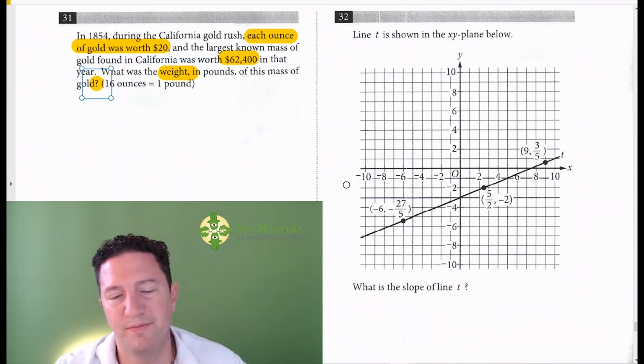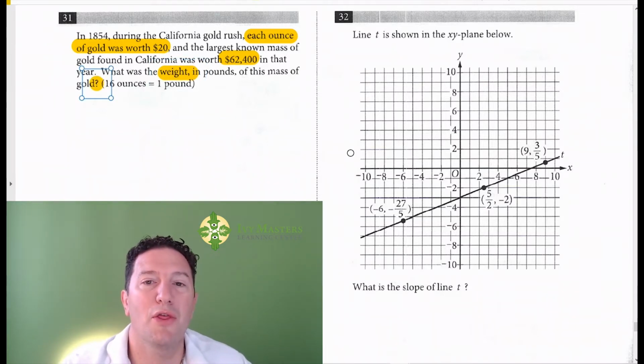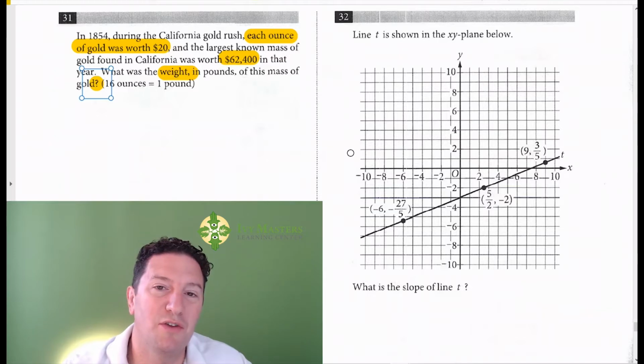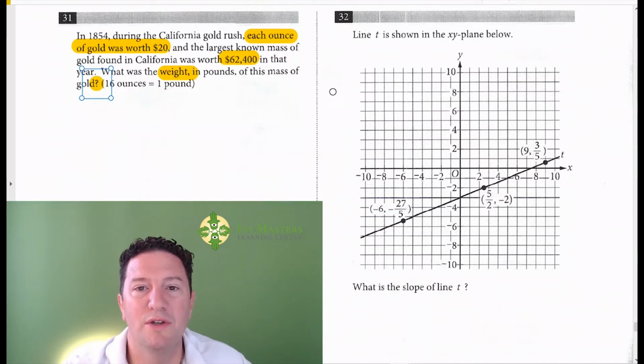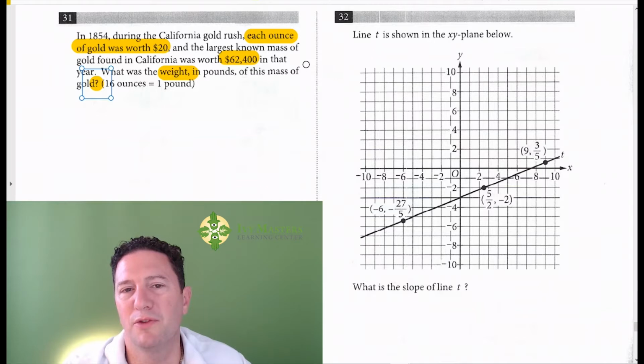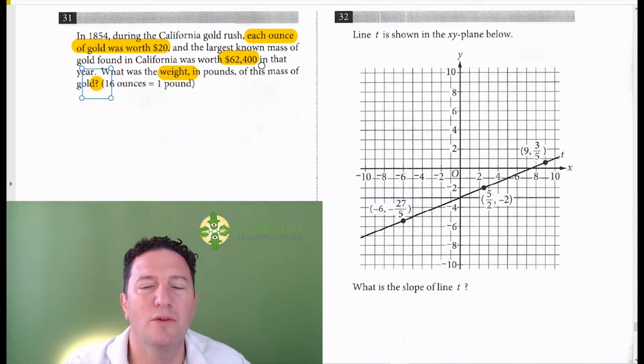Whenever you've got three numbers, see if you can set up a proportion. How do you know when to set up a proportion? You might be saying there's only two numbers: we've got a 20, and we've got a 62,400. Notice it says each ounce, that's 1 ounce. So we know we've got ounces there.